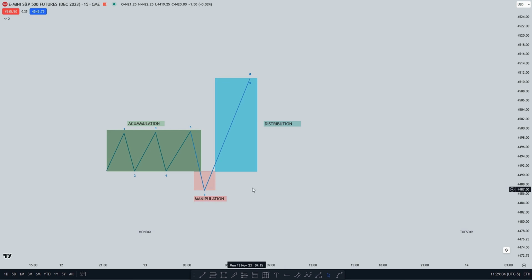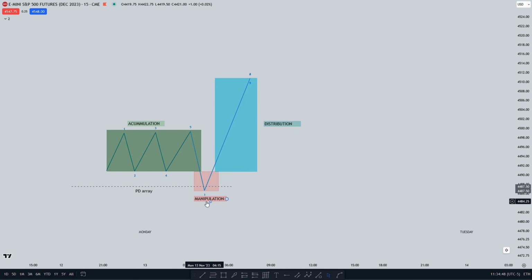After the manipulation, we want to see distribution. Distribution is price reacting off of the manipulation move we made. So whenever we take out, let's say, sell side liquidity in the manipulation move, we want to react to that manipulation move in the distribution.